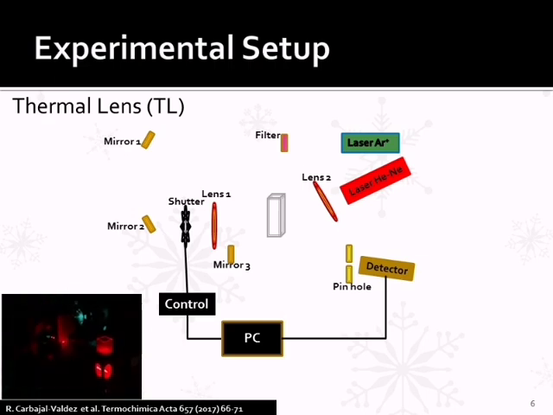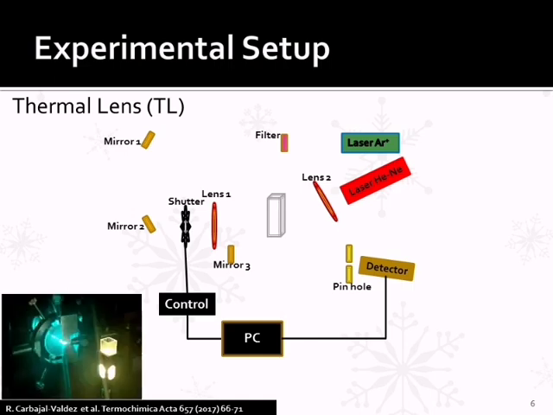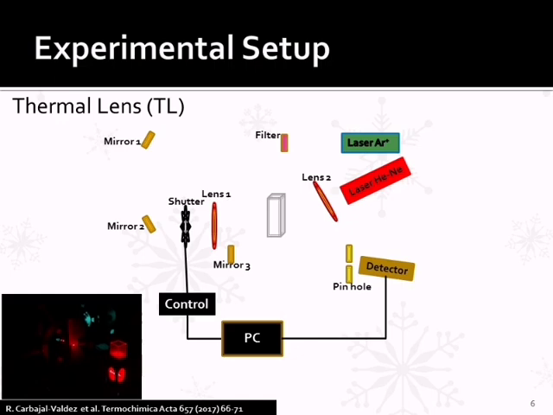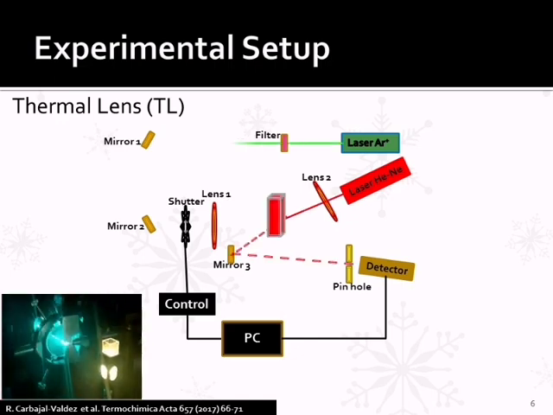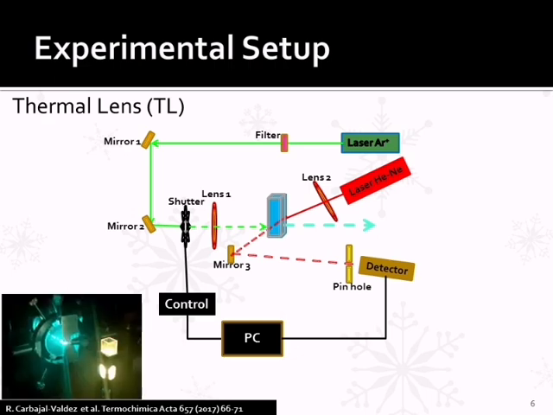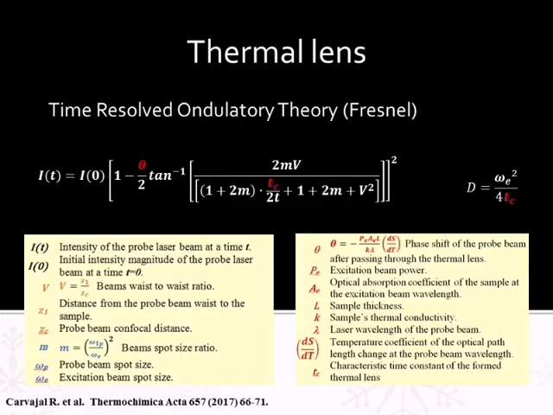Then, when the pumping laser passes through the sample, the temperature increases, the density changes, and the red laser changes its path. Such change in trajectory, in milliseconds, is detected by a sensor and registered as a decrease in luminous intensity. The experimental data are fitted with the equation of Fresnel theory resolved in terms of time.